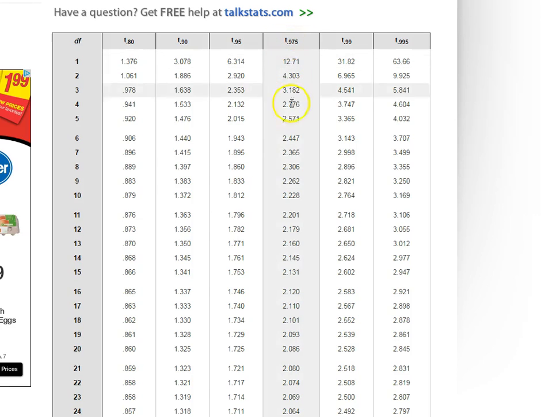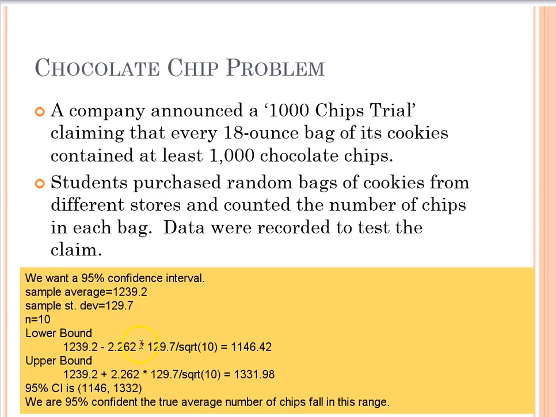Our number of observations was 10. But we want to use the degrees of freedom, which is our number of observations minus 1. So we'll use the critical t, that's 2.262. That is for the degrees of freedom 9 for a 95% confidence interval. So again, that is the value that I used to construct my confidence interval here. That's the critical t value of 2.262.